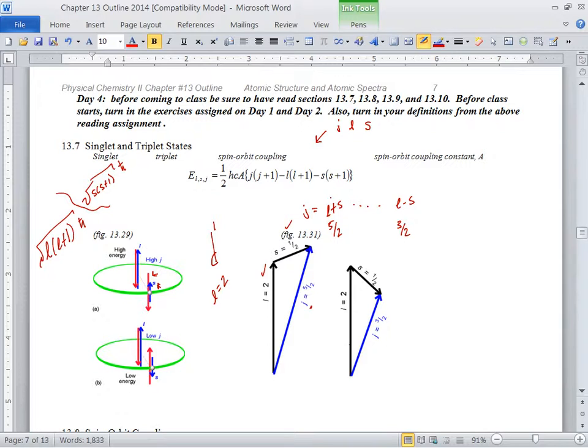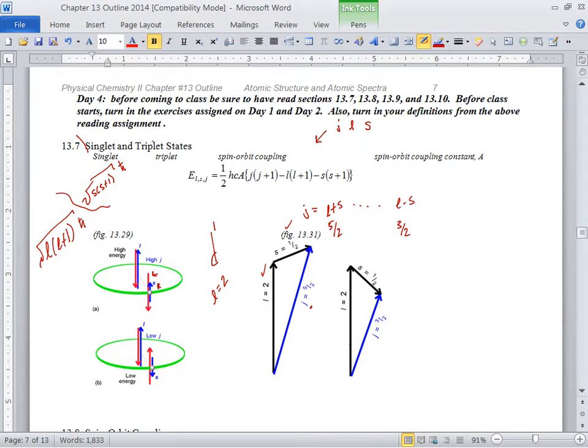They drew how, again, the length of the arrow you can get from the square root of l times l plus 1 times h bar, or the square root of s times s plus 1 times h bar. So that's how they're drawing the lengths of those arrows. But you can couple them. You get two possibilities for j, 5 halves and 3 halves. And what they're trying to say, let's follow this so we don't skip anything.